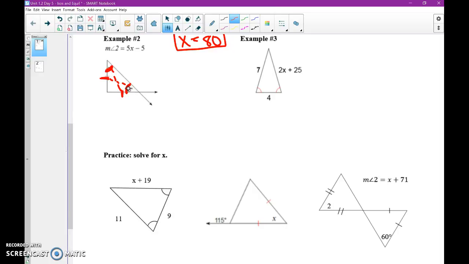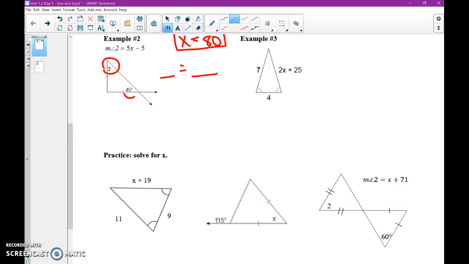Remember, congruent means equal to each other. Okay, that means, ooh, that was poorly drawn. Let's try that again. That means that those two angles have to be equal. So let me erase a little bit of this. I know which angles I'm talking about.